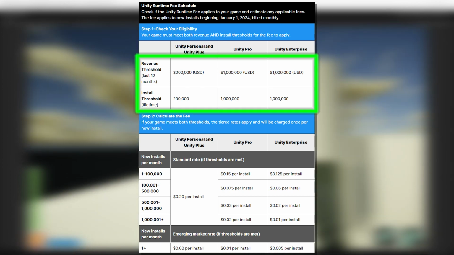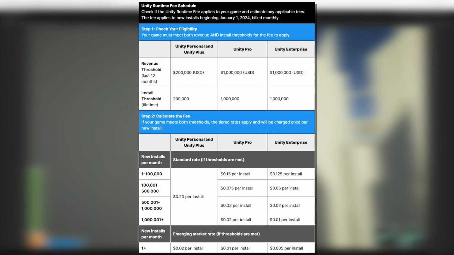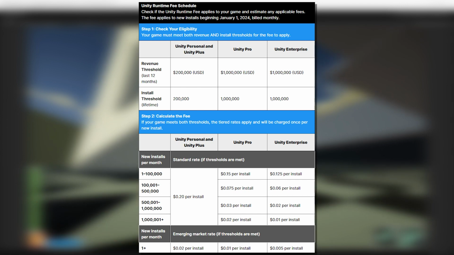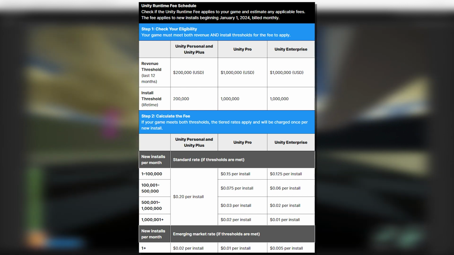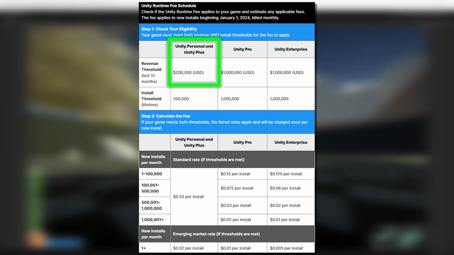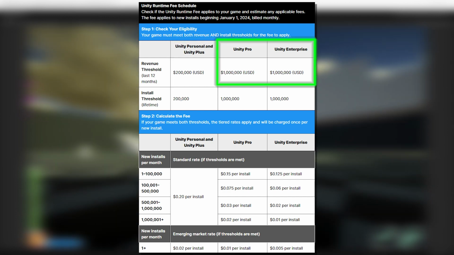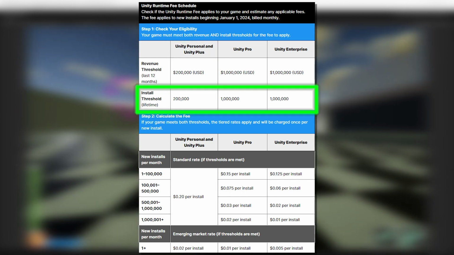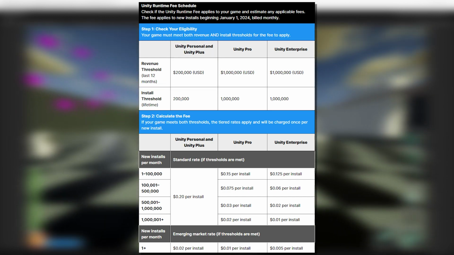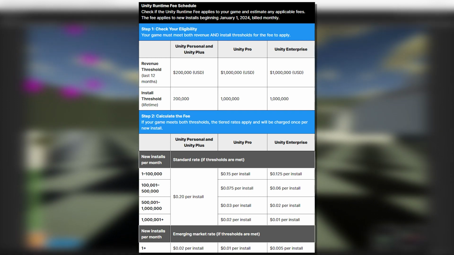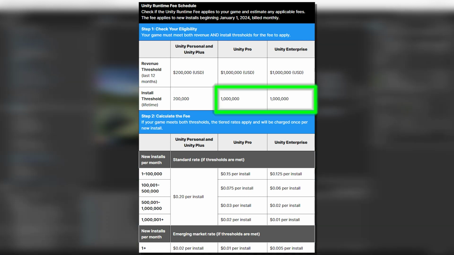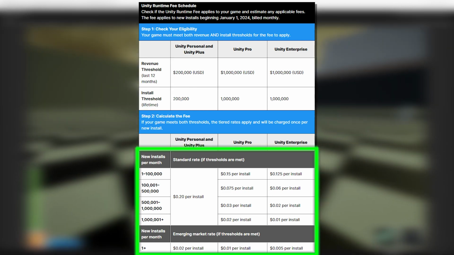Here are the thresholds I mentioned earlier. It varies from version to version. The first threshold is how much revenue a game makes within a 12-month period. For personal and plus editions, this is $200,000, and for higher versions, it's $1 million. The second threshold is installs. At the lower level it's 200,000 installs and 1 million for the higher tiers. Once a game meets both of these thresholds, the developer is charged for each install afterward.